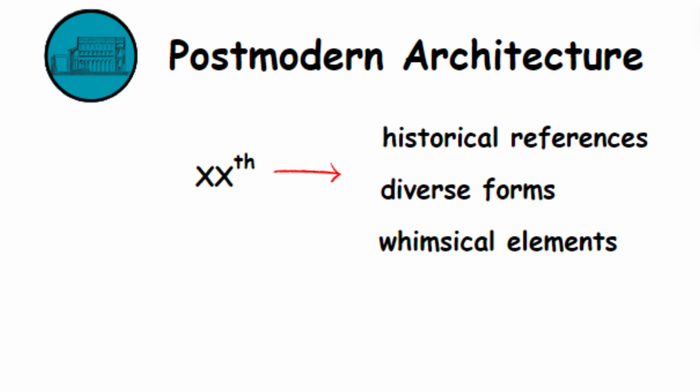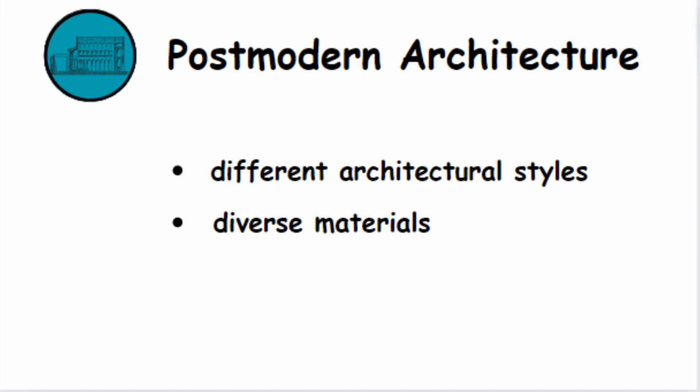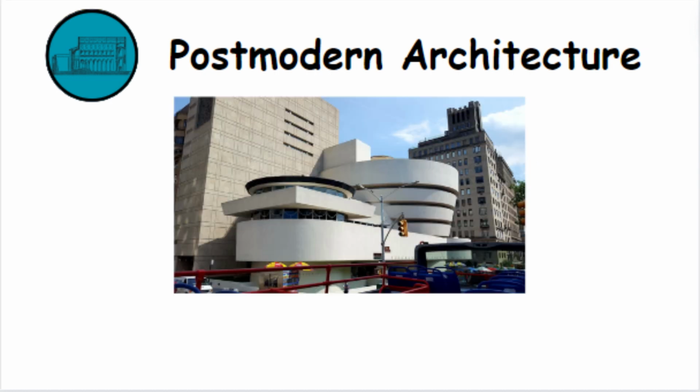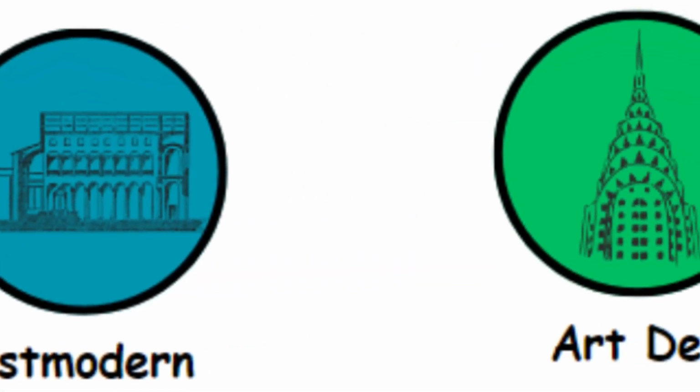Postmodern buildings often juxtapose different architectural styles and materials, challenging conventional notions of space and identity. The Guggenheim Museum in Bilbao, Spain, is a striking example of postmodern architecture, featuring unconventional forms, titanium cladding, and a dynamic facade that challenges traditional notions of space and structure.